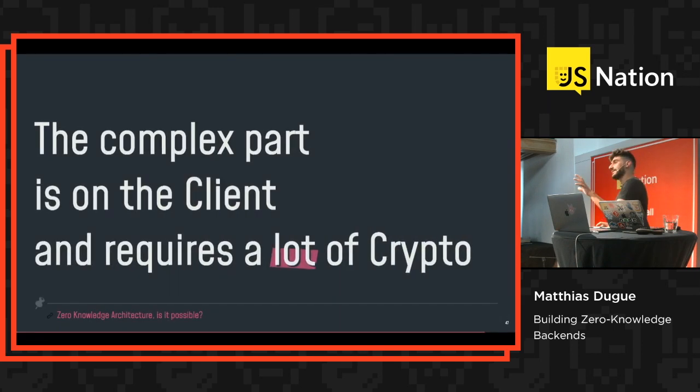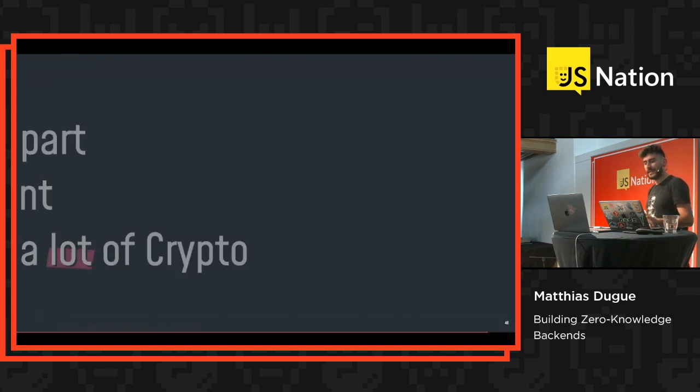The complex part is on the client side, and it requires a lot of cryptography. And if you want to talk about zero-knowledge architecture, I'm here and I can discuss it as much as you want, really. But the complex part is on the client. Let your developers work on the same library that is used in the backend and in the front end to be sure that every part of the cryptography is properly handled.